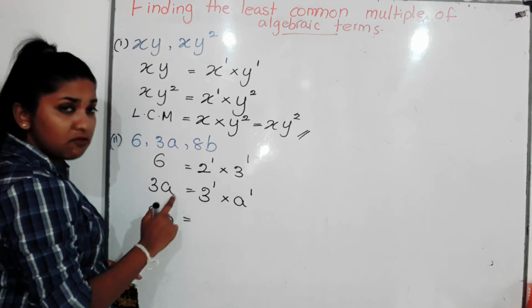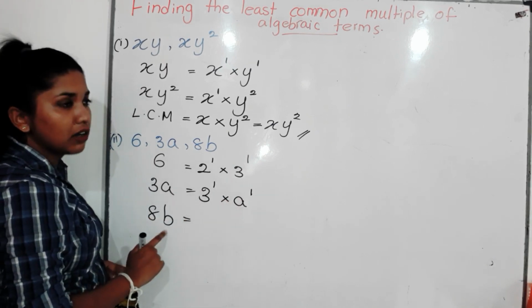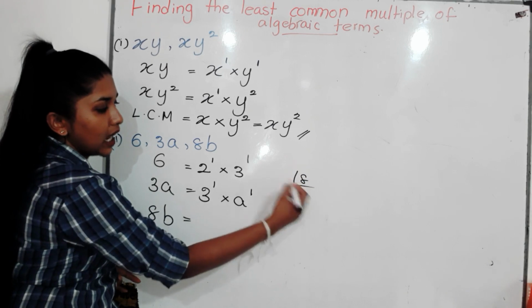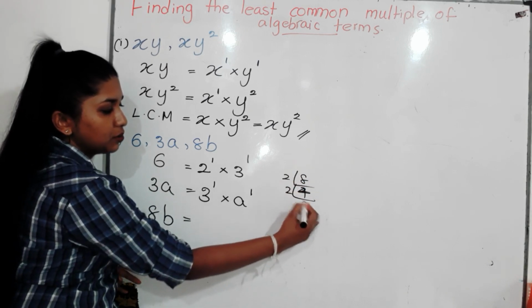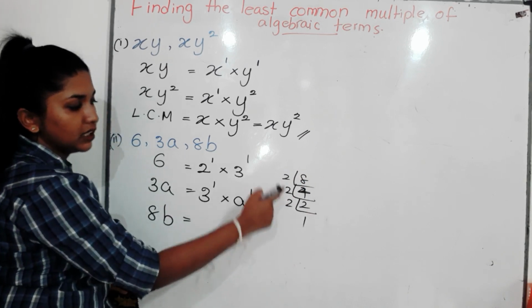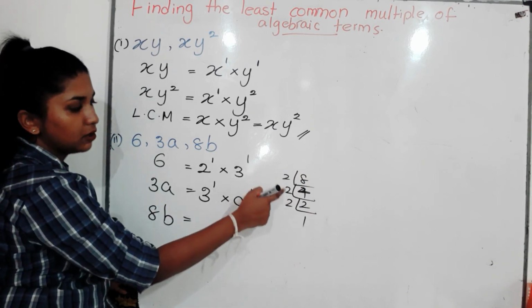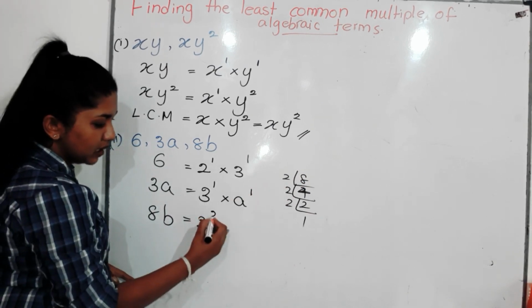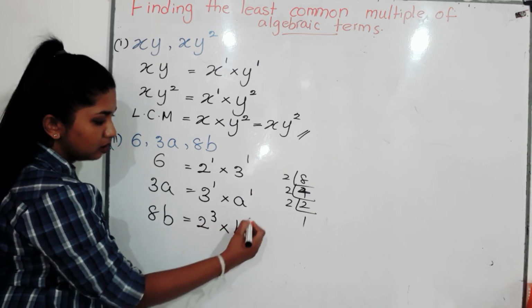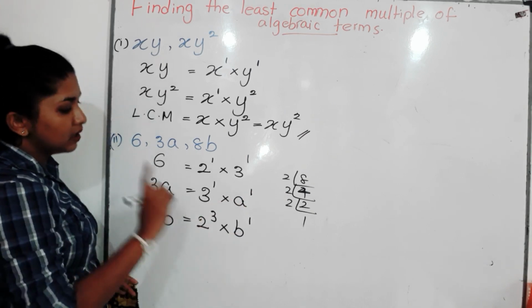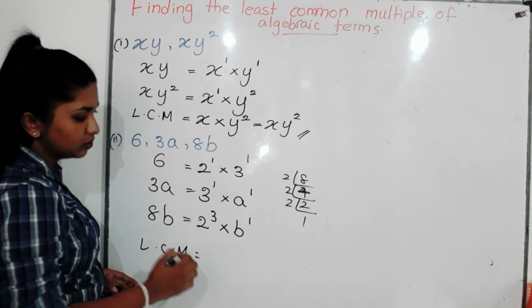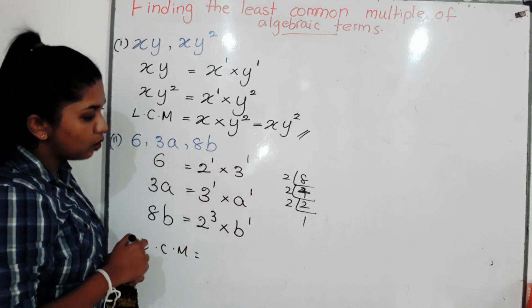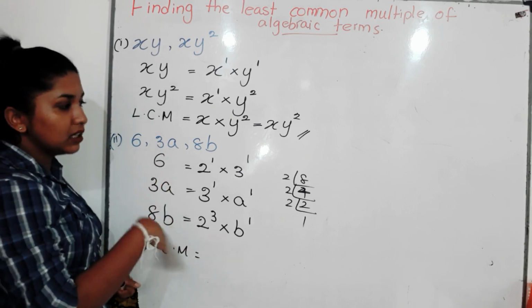There's only 1 a. 8, how can we write 8? 8 can be divided by 2, then 4, again divided by 2, then 2, and again 2, then 1. That is 2 to the power 3. So 8b is 2 to the power 3 into b to the power 1. Now we have written all the given terms in index notation.